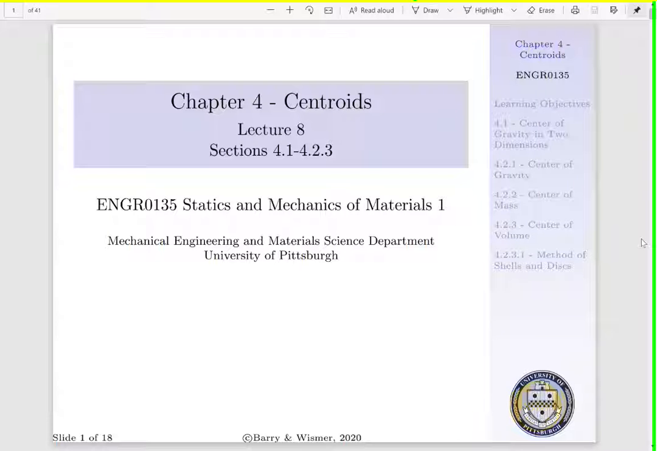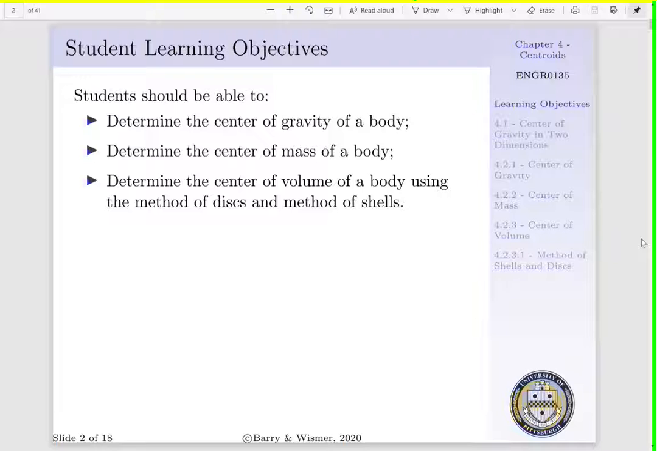Lecture 8 covers sections 4.1 through 4.2.3. At the end of today's lecture, you should be able to determine the center of gravity of a body, the center of mass of a body, as well as the center of volume of a body using the method of disks and method of shells.